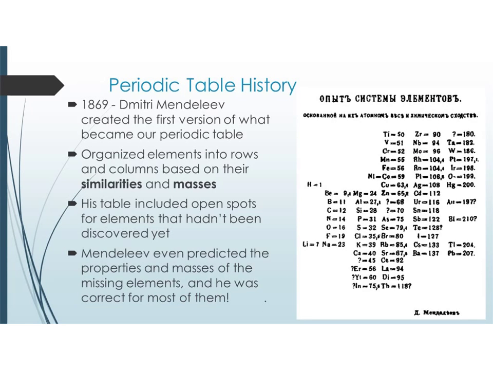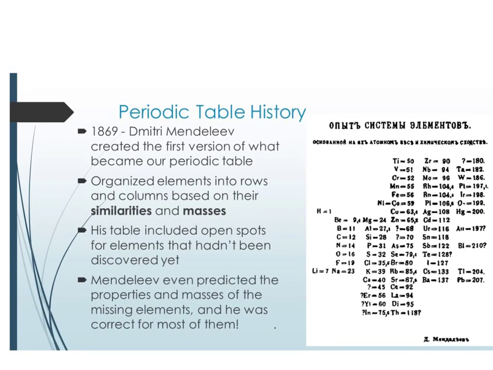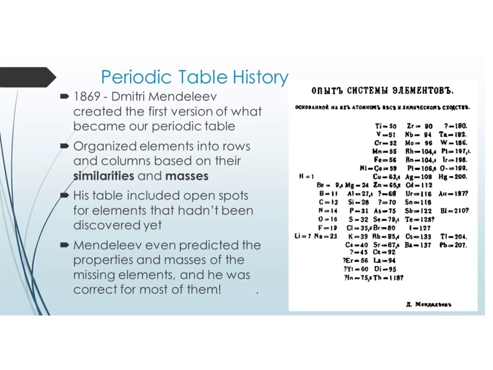In 1869, Dmitry Mendeleev came along and he created this, which evolved into what we now know as the periodic table. And this is the original periodic table that he created.